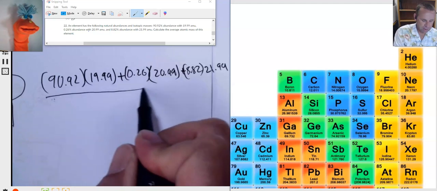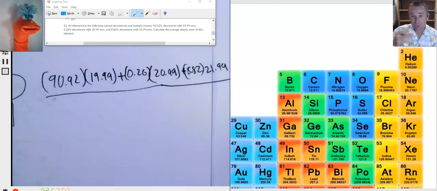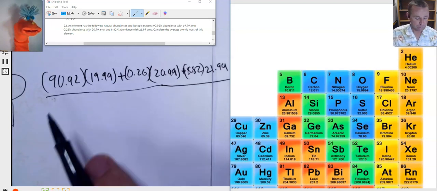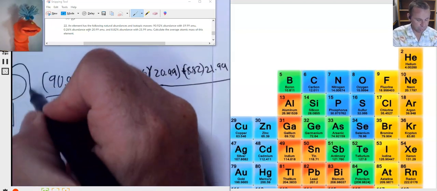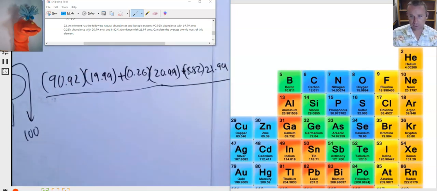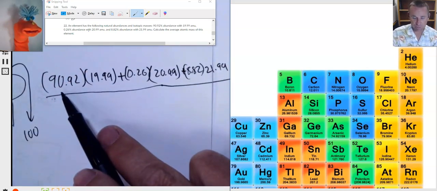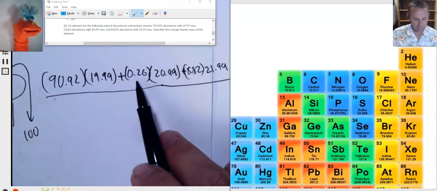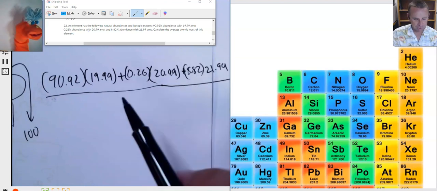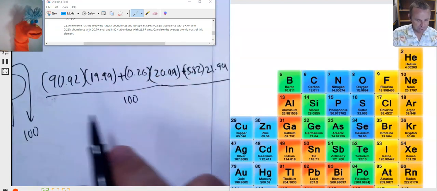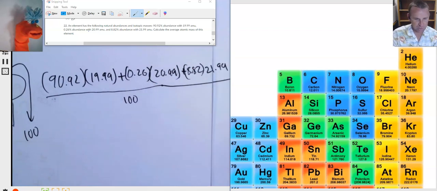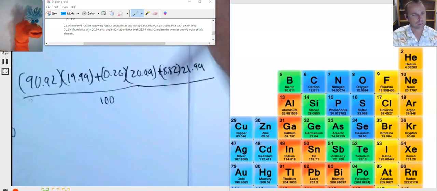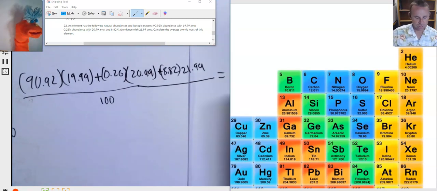Now we divide all that by something, right? We're taking the average. We're still just taking the average. But it's like we drew 100 things out of the hat. And 90.92 of them, that's what percentage means, right? 90.92 had that mass, that number had that mass, and that number had that mass. So if we divide by 100, because it's like we've taken 100 things out, then the result here will be the average atomic mass. Okay?